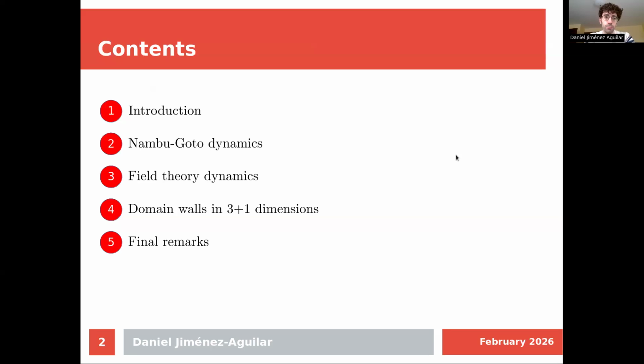This is the outline. First of all, I will explain how these domain walls are formed in the early universe. In the first part of this talk, I will focus on 2 plus 1 dimensional walls. Then in section 2, I will explain how the Nambu-Goto action, which describes the effective dynamics of these objects, predicts catastrophic evolution. Then in section 3, I will show how the field theory evolution is also catastrophic in pretty much the same way. Then in section 4, I will consider the 3 plus 1 dimensional case. And finally, in section 5, I will conclude with some remarks.